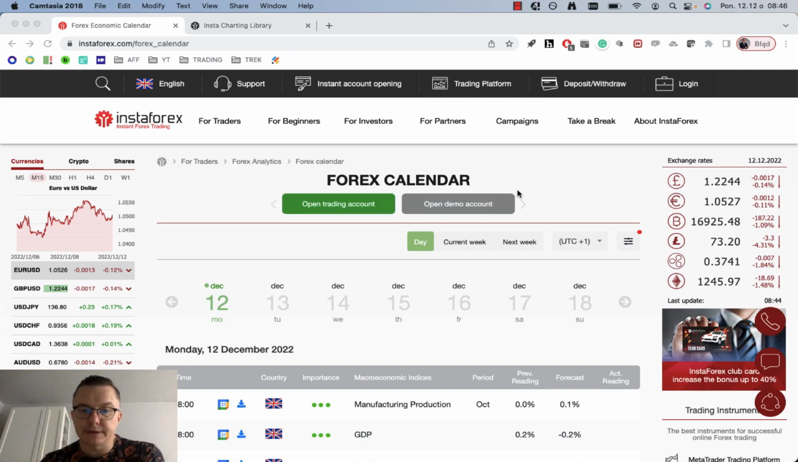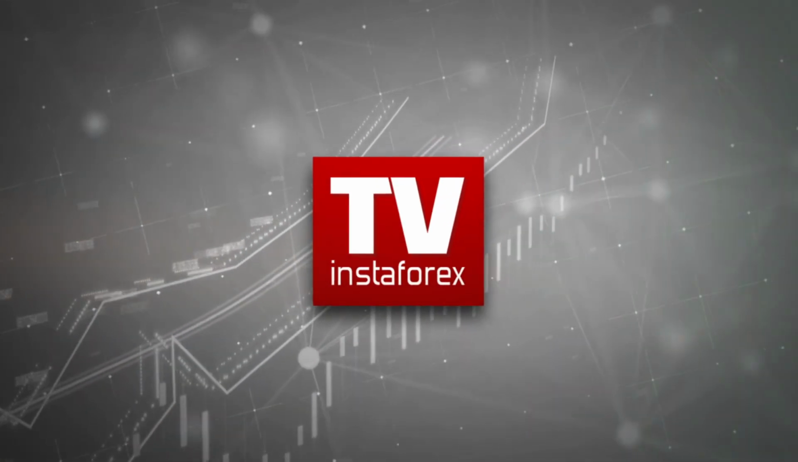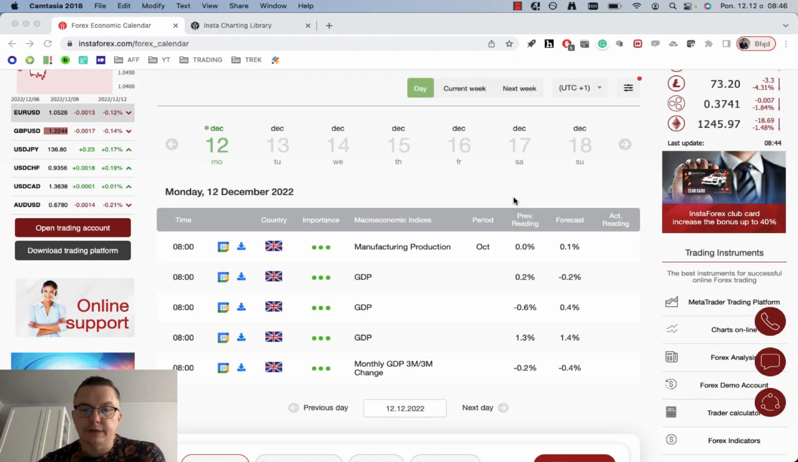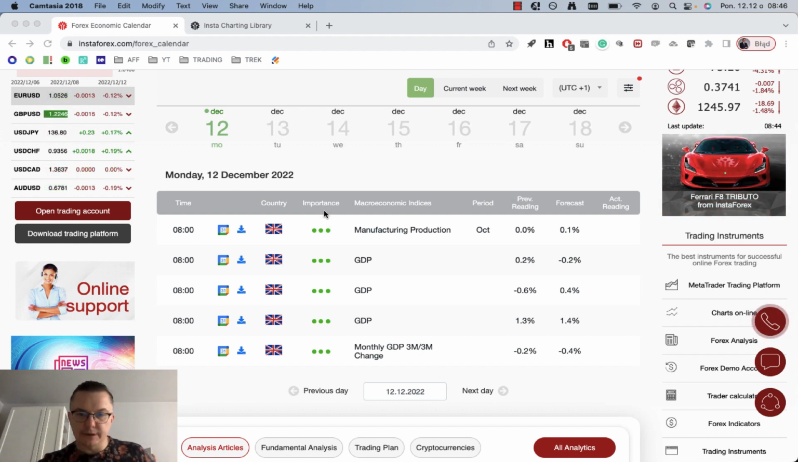Today is Monday, December 12th, 2022. Let's take a look at the Forex calendar today. As you can see, we have plenty of data from the United Kingdom scheduled for release early in the morning. We got manufacturing production, GDP and monthly GDP change.